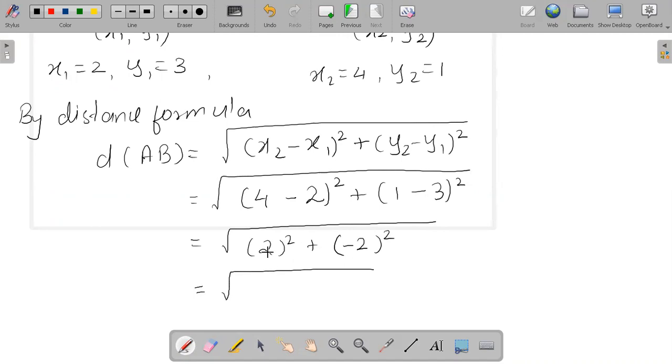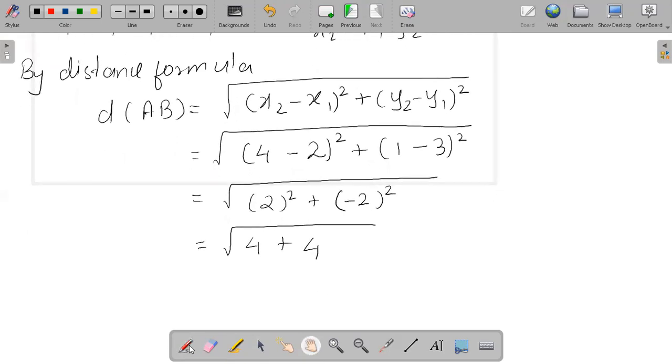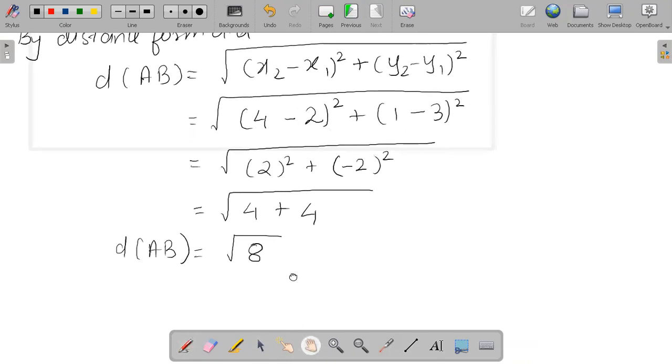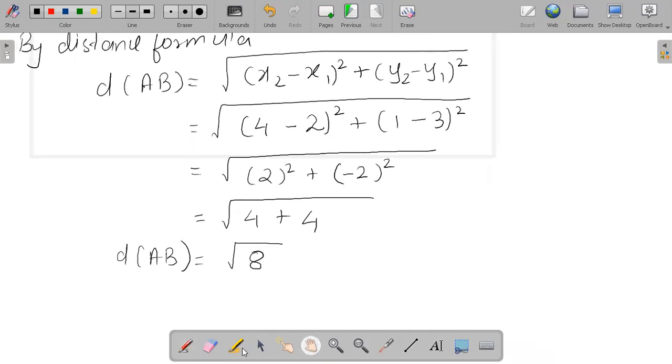Okay. What is the square of 2? 4. What about minus 2? 4. Also 4. Correct. So this becomes 4 plus 4. How much is 4 plus 4? 8. Okay, so the distance between AB is root of 8. You can leave this as it is, or we can simplify this further.